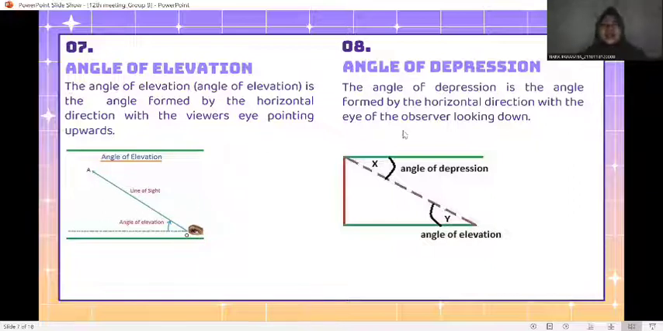Next is angle of depression. The angle of depression is the angle formed by the horizontal direction with the eye of the observer looking down. Example, from the example, this is elevation, and depression is here, from here to here, and this is the angle of depression.